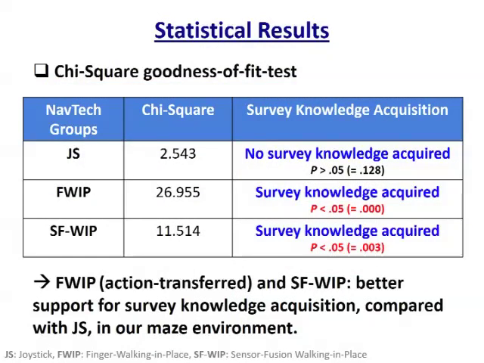Here is the result of the chi-square goodness of fit test. As you see in the table, this test found a statistically significant difference in the number of correct answers chosen in the FWIP and SF-WIP navigation technique groups, but not in the JES navigation technique group, compared to the probability of 1/6 for a randomly chosen correct answer. It means that participants in the FWIP and SF-WIP groups, but not in the JES group, acquired survey knowledge of the maze.